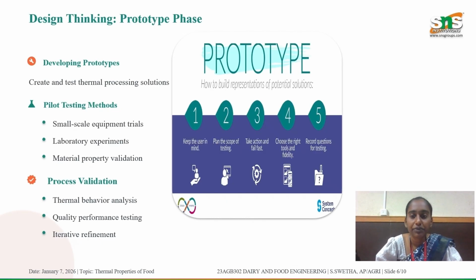And also the prototype phase. Here I suggest some prototypes which are used to test the thermal processing solutions. We can implement small scale equipment trials before implementing very big equipment. We can use small equipment to test whether it is going to work out or not. And in laboratory experiments, we can do many chemical tests to check the shelf life of food, or other tests like pH, acidity, water activity and oxygen reduction. And also material property validation is done.